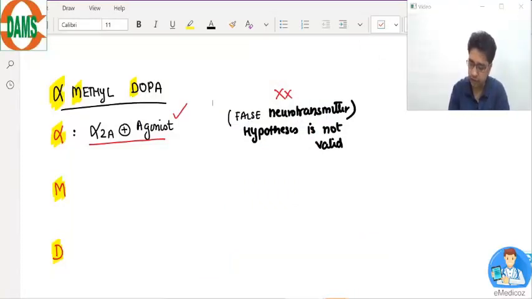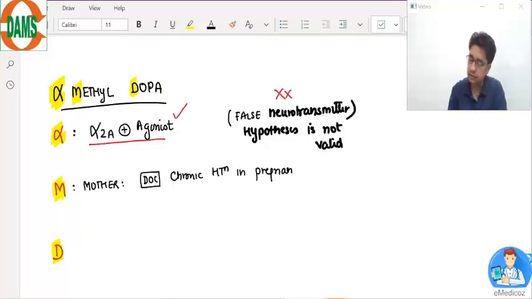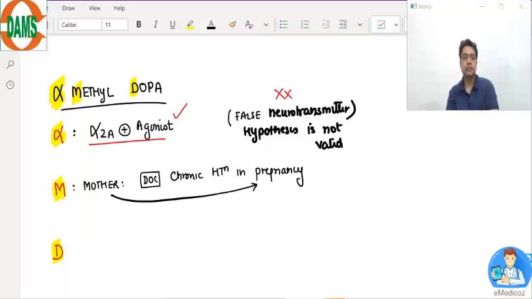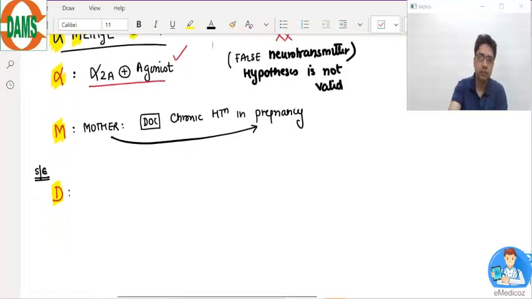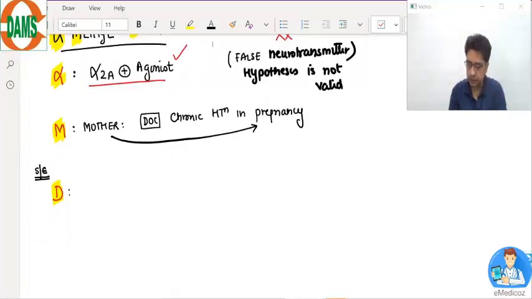Second point, M for mothers. Now why mothers? You will write alpha methyl dopa is the drug of choice for chronic hypertension in pregnancy. It is given in pregnant mothers. Okay. And lastly, D is for the side effects. You will write, it causes depression.